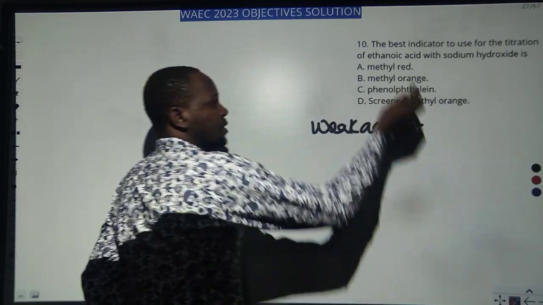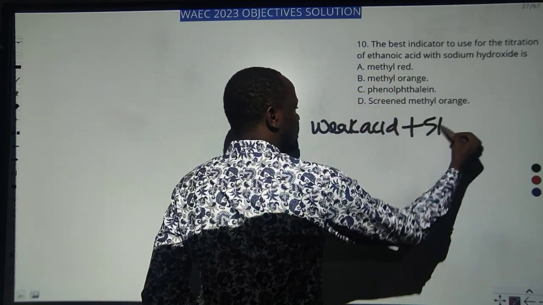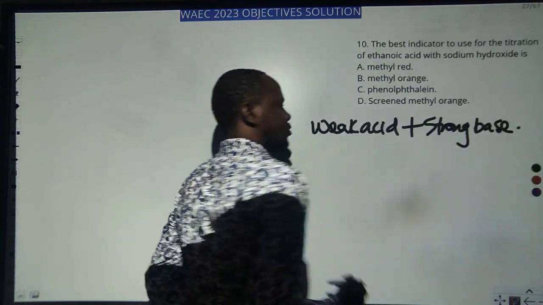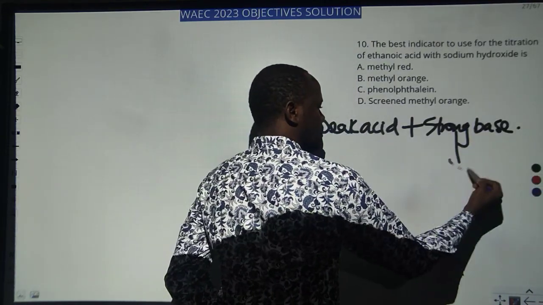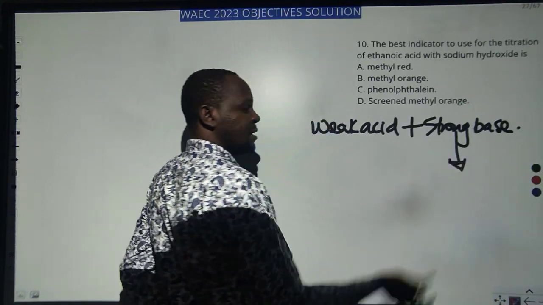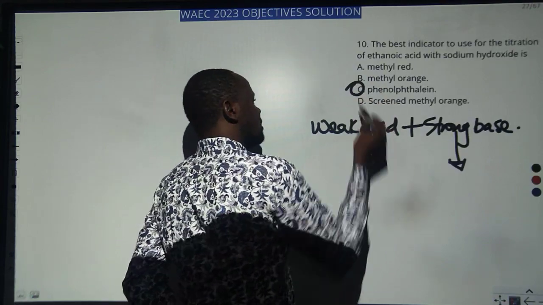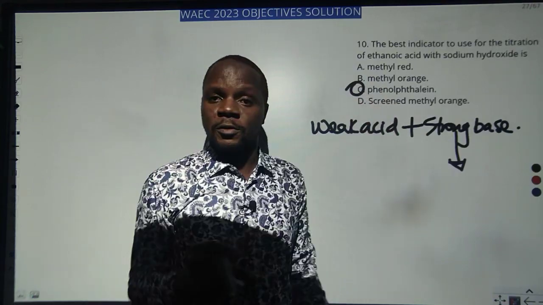Then you are combining it with sodium hydroxide, which is a strong base. So in this case, when you have weak acid and strong base, you are looking for something that has a pH that is greater than 7. So the only one out of this is phenolphthalein, because the pH of phenolphthalein is about 8.4.